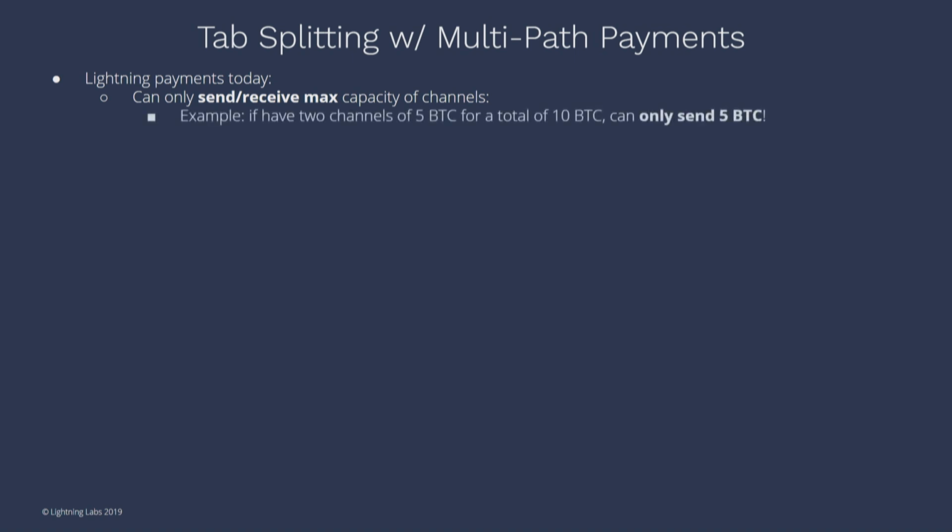So for example, let's say I have 2 channels with 5 BTC each, so that's a total of 10 BTC across both my channels. I can actually only send 5 BTC maximally, right? That's pretty limiting. Basically this means that you can only send or receive the maximum of your total channel capacity at any given time. And that's pretty limiting.